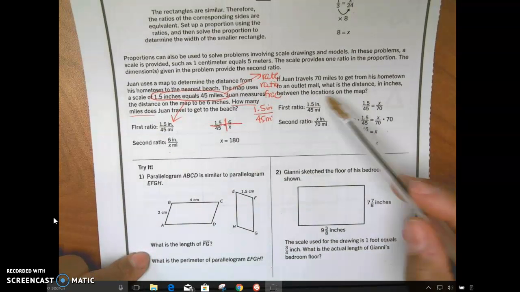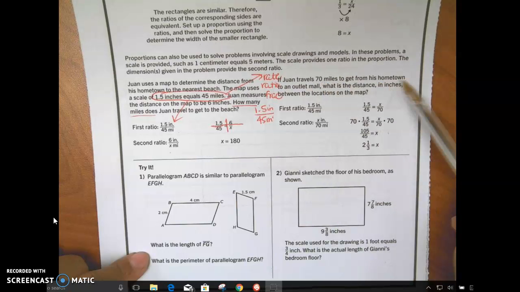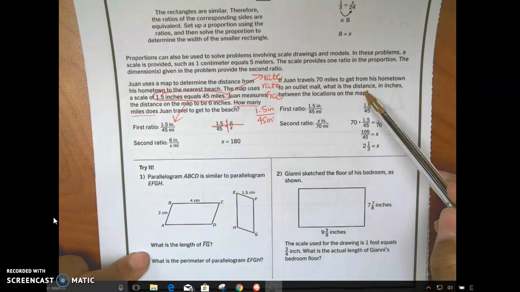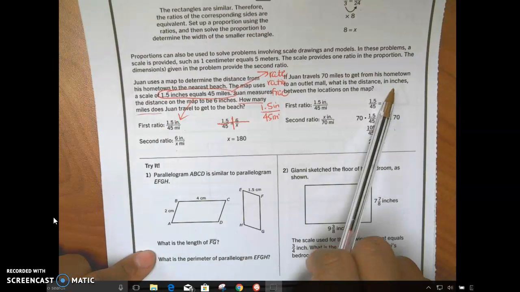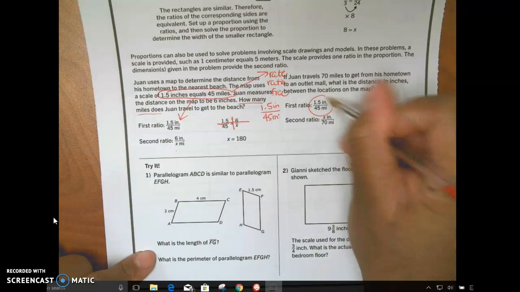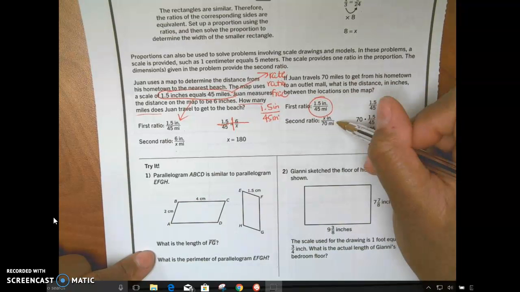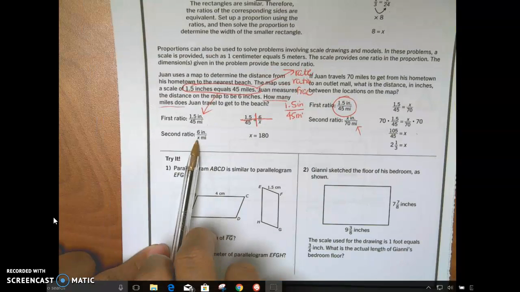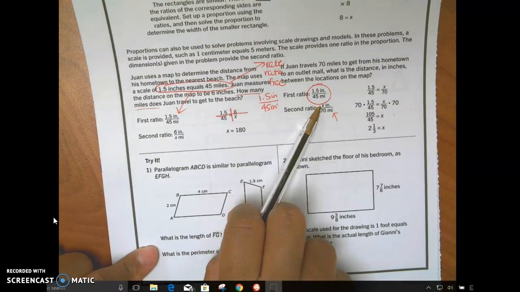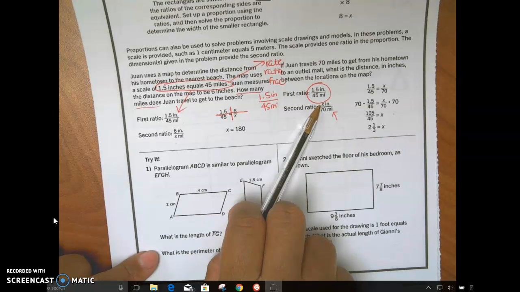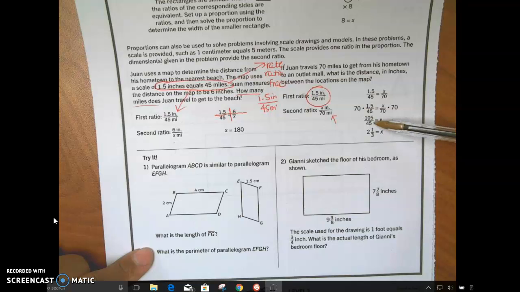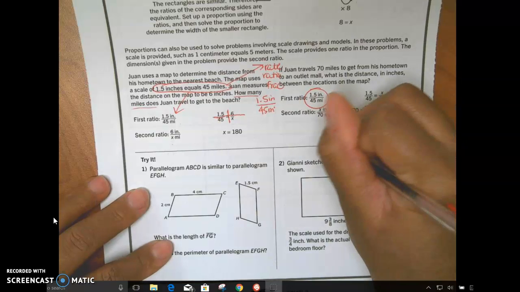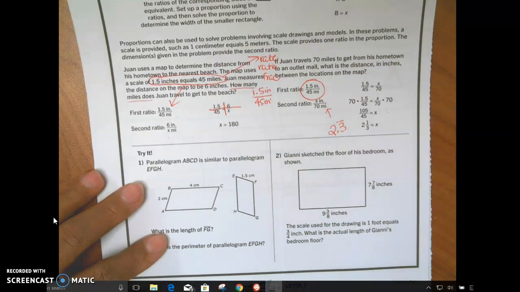Over here, if Juan travels 70 miles to get from his hometown to an outlet mall, what is the distance in inches? So over here they ask for miles, over here they ask for inches. I'm still using this ratio, but now I have miles. Over here, X was on the bottom. Over here, X is on the top. Good. Here they're multiplying both sides by 70 and then dividing by 45. 2 1/3, or this will be 2.3 repeating.